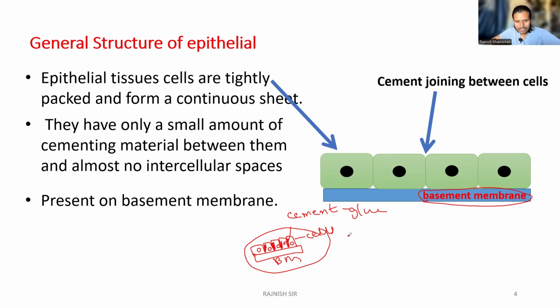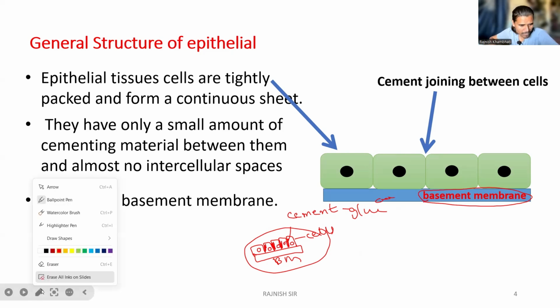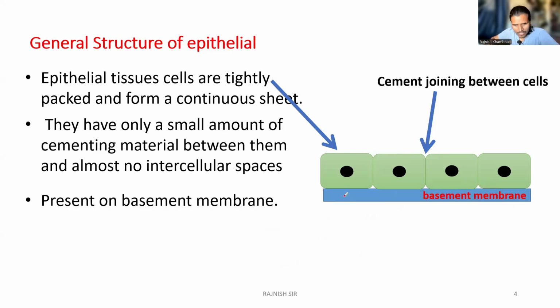Okay, the same diagram is here, made in a PowerPoint presentation. This is the basement membrane. Let me make this clear first. So this is the basement membrane on which these cells are present. You can see this is a cell, and two cells are stuck to each other by cement material. So there will be cement material. In the center, you can see the nucleus. So this is the structure of epithelial tissue.